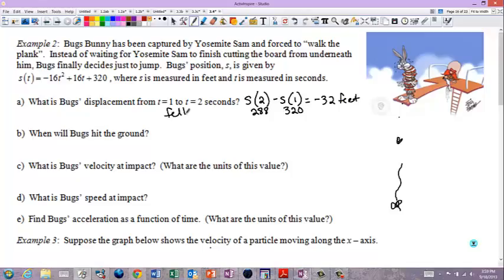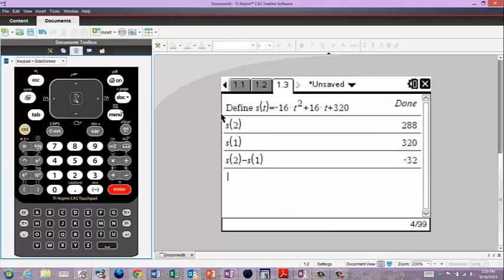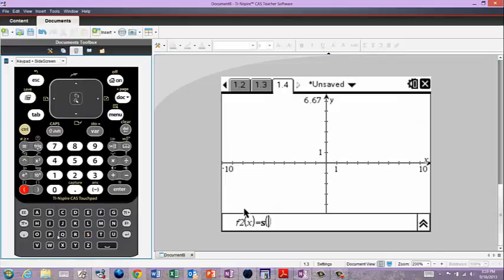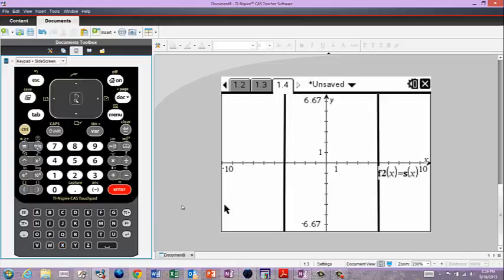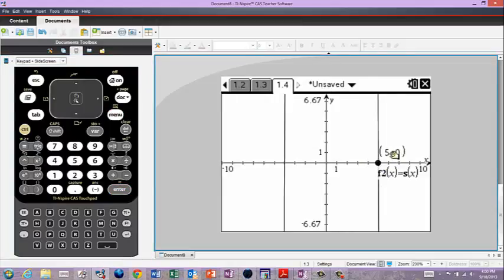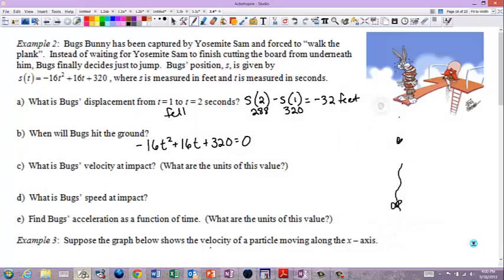When will Bugs hit the ground? That's where we would set it equal to 0. As a refresher on your calculator, we could add a calculator screen and do S of x, and it'll take it from one screen to the other. Why did I use x? Because I can't use t. I want to know when it hits the ground, so I'm going to find the zero, and it's 5 seconds. I guess I could have used the quadratic formula or factored it. That's a legitimate use of the calculator.